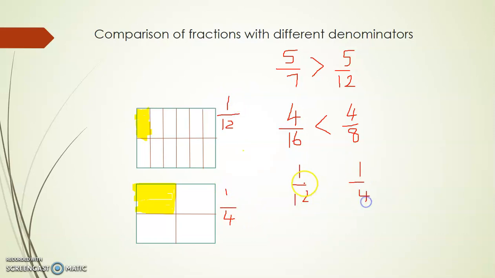When fractions have same numerator, bigger denominator, smaller fraction. So 1 by 12 smaller than 1 by 4. From the picture also it is clear that 1 by 12 is lesser than 1 by 4. So while comparing fractions with same numerator and different denominators, bigger denominator, smaller fraction.